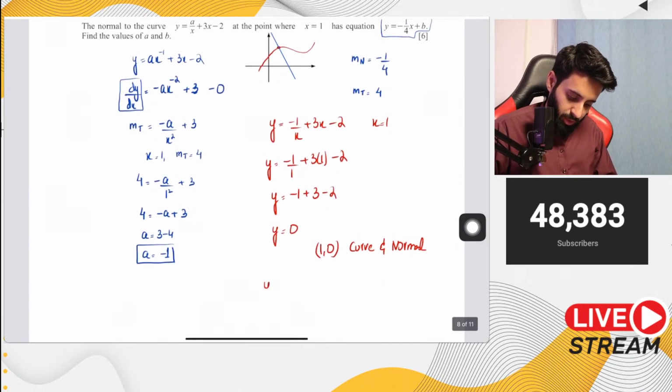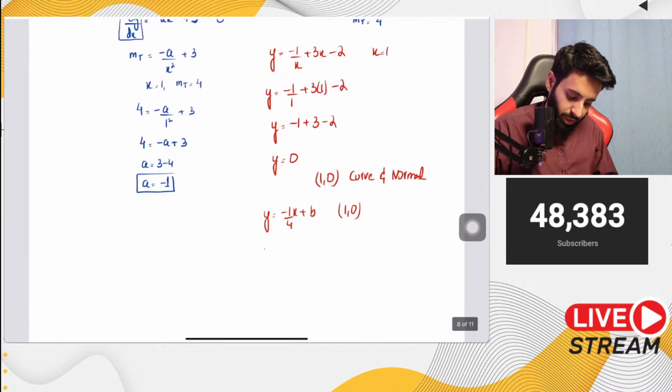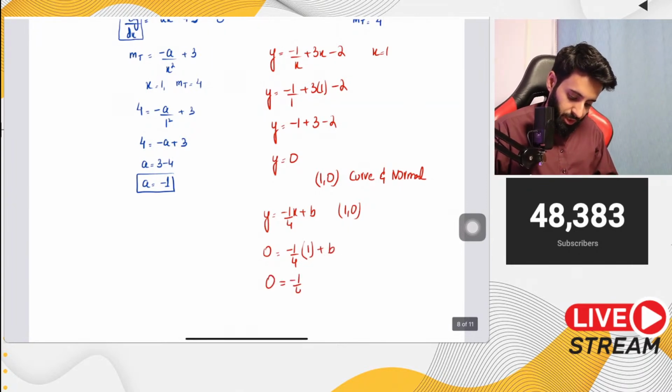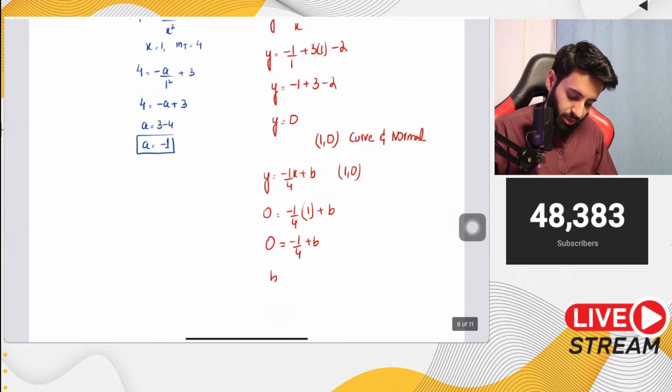Y is equals to minus 1 upon 4x plus b. Now on this line we have a point 1 comma 0, so that means y equals to 0 when x is 1. So minus 1 upon 4 into 1 plus b. So 0 equals to minus 1 upon 4 plus b, which means b is equals to what? B is equals to 1 upon 4.